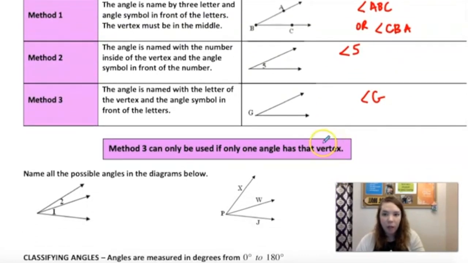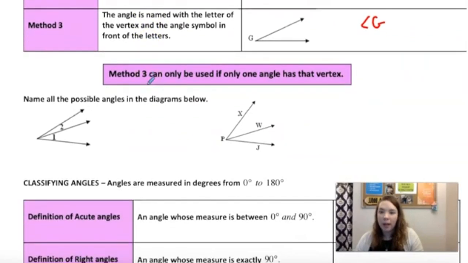Method 3 can only be used if only one angle has that vertex. So if I had another ray here, then both of these have the vertex of G, and I wouldn't be able to use method 3. So keep that in mind. Mostly we'll use methods 1 and 2.